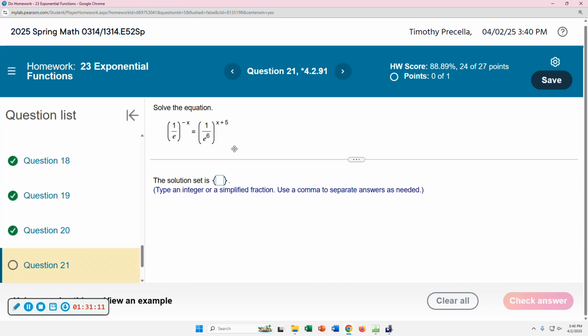e to the negative x is equal to 1 over, is that an e to the sixth? No, it's an e to the 6x plus 5.